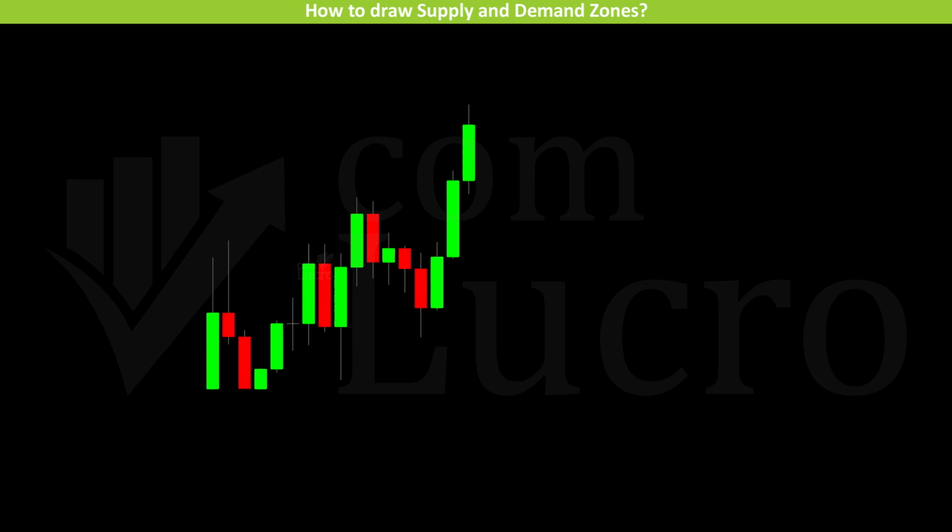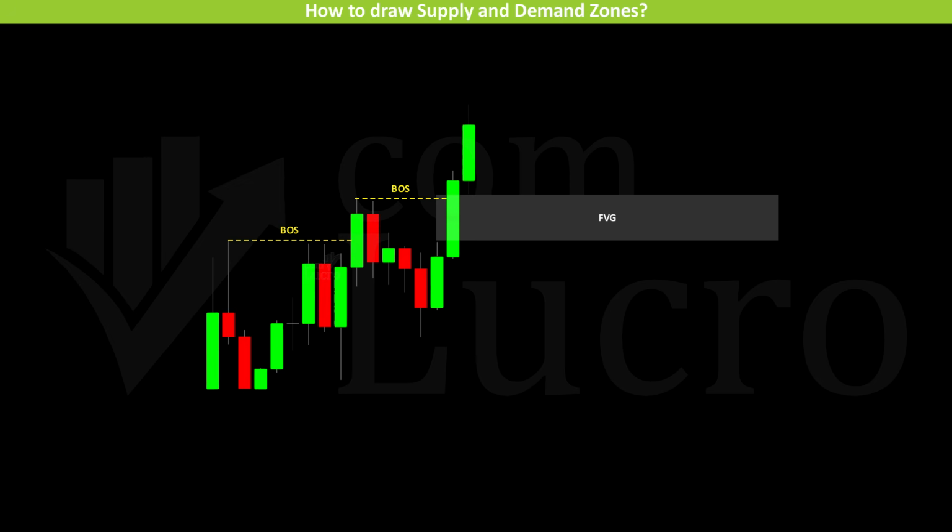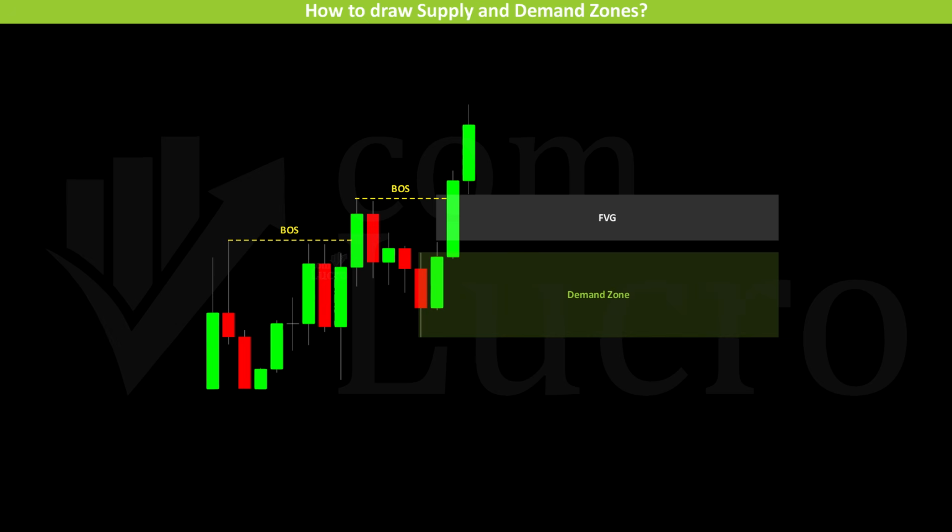Next, let's discuss how to draw supply and demand zones on the chart. Let's start with the basics. Identify fair value gaps and breaks on the chart. When we find a move with these criteria, we mark the demand zone by drawing a rectangle from the high to the low of the last candle that created the fair value gap.